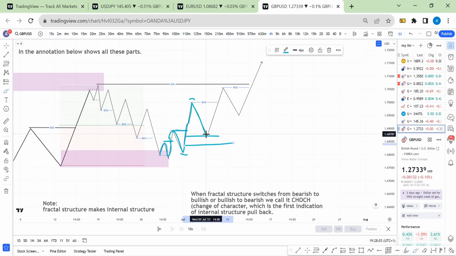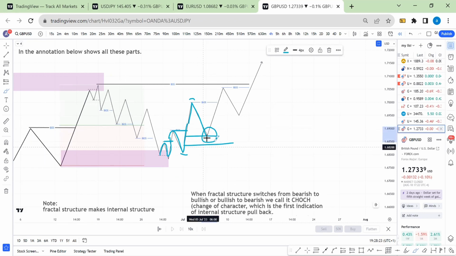This will always, out of 100 times, hold more than 60, 70 times, because you are now trading in one direction. Your fractal structure is bullish, your internal structure is bullish, and swing structure is bullish. So trading from here, everything is bullish.